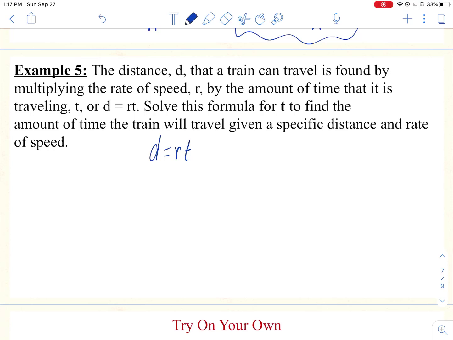That means we need to move r to the other side of our equation. In order to do that, we're going to divide by r on both sides. On the right side, we'll be left with t. I'm going to bring down my equal sign. D divided by r, we cannot do anything with that, so we're just going to leave it as d over r. Remember, we like to write our variable that we're solving for on the left side of our equation. So I'm just going to rewrite this as t equals d over r.